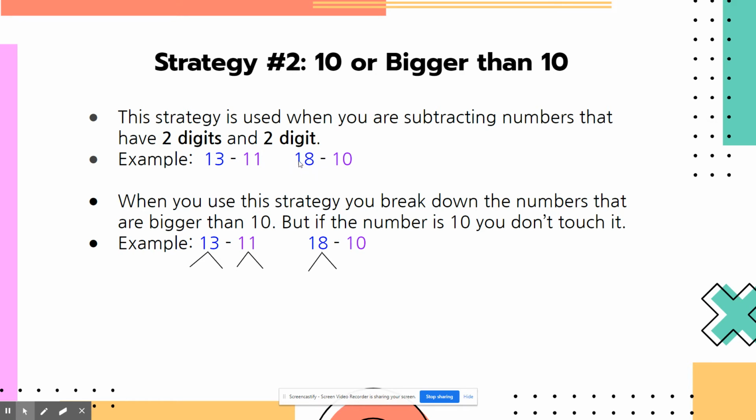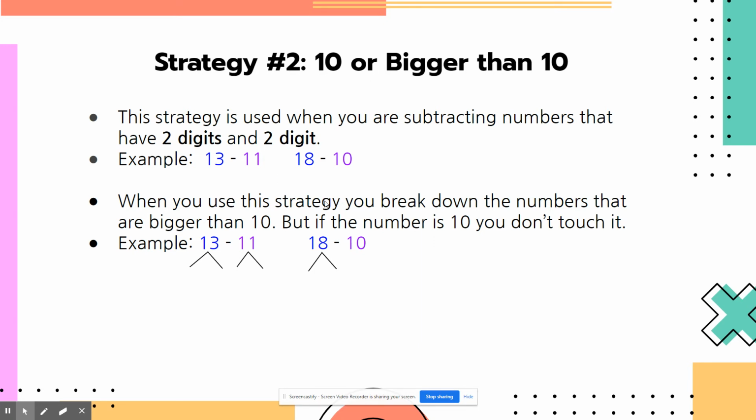You have digit 1 and digit 8. And then you have number 10. And in number 10, you have two digits, digit 1 and digit 0. So when you have a subtraction exercise that has two digits, like these numbers, you're going to use strategy number two that is called 10 or bigger than 10.